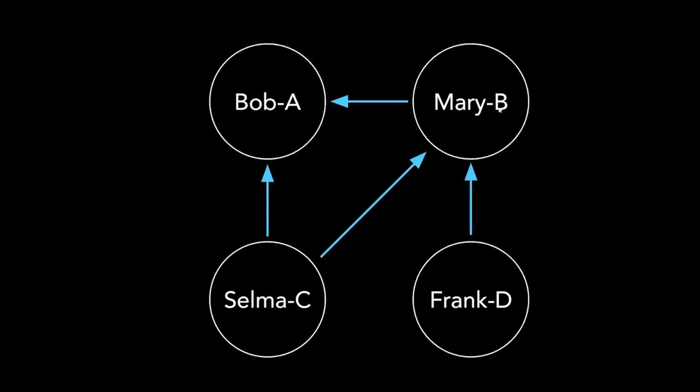But if we look at Mary, Mary perhaps has cited a work of Bob. So you can see that this edge is directed towards Bob and represents that relationship. Selma has cited both Bob and Mary, so again, you have directed edges to both individuals, while Frank has only cited Mary. So again, we have a directed edge between Frank and Mary. And this whole grouping of individuals, these nodes and edges, represents a network visualization of how these individuals might be communicating with one another, in this case, using citations.